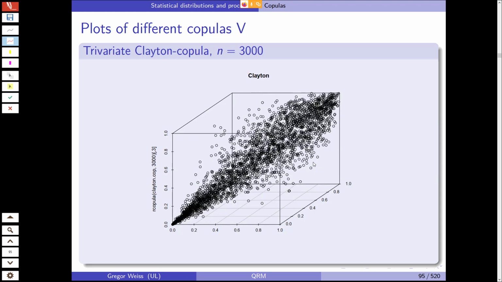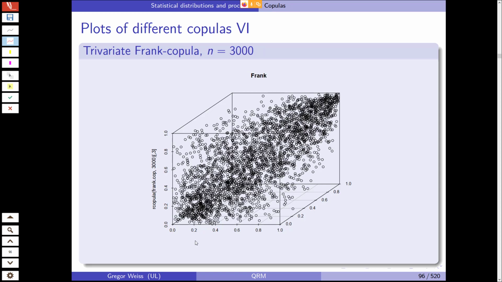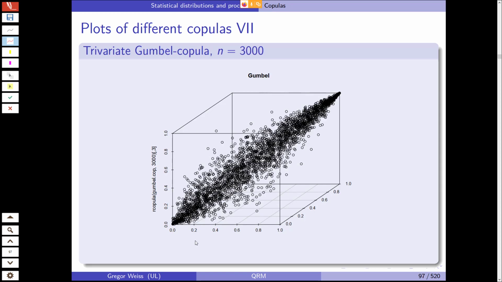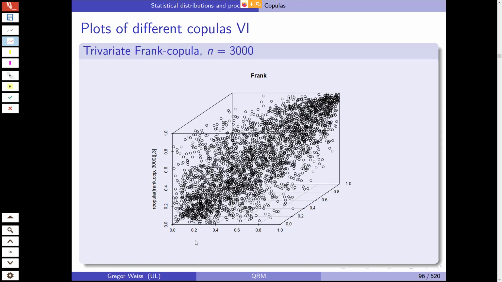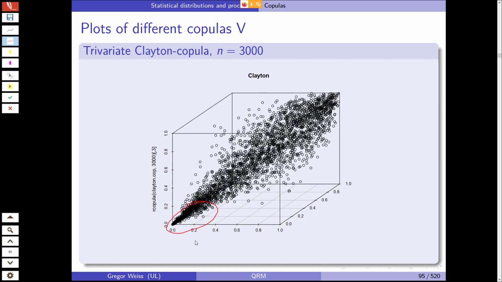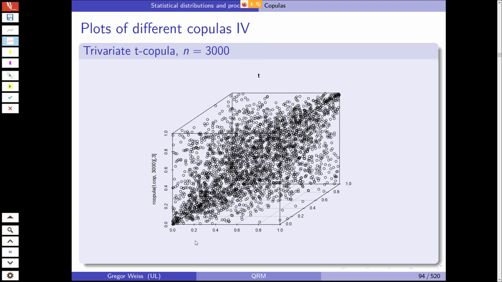And this is the Clayton. You can already see that you have a severe clustering at this point here. This is the Clayton copula. This is the Frank copula. And this is the Gumbel copula. So completely different dependence structure behavior between those different copulas.